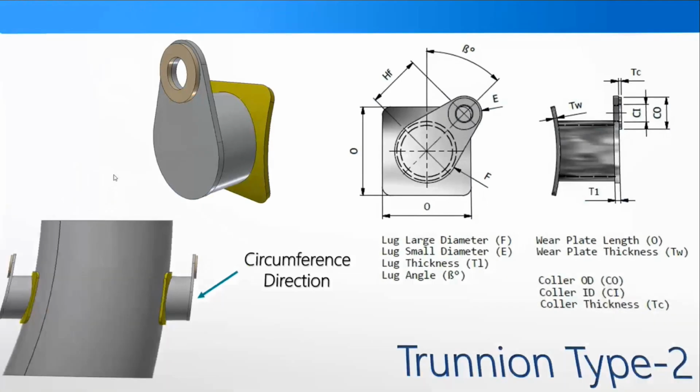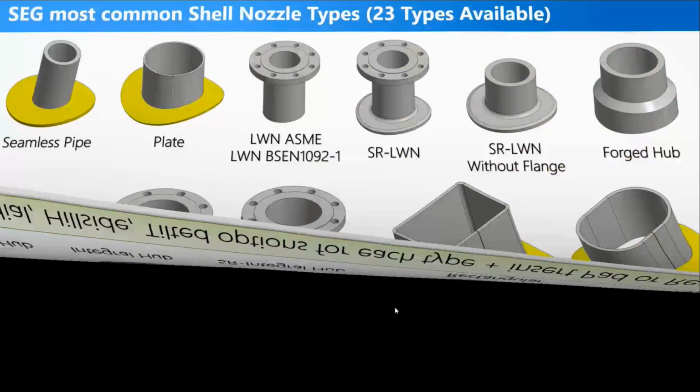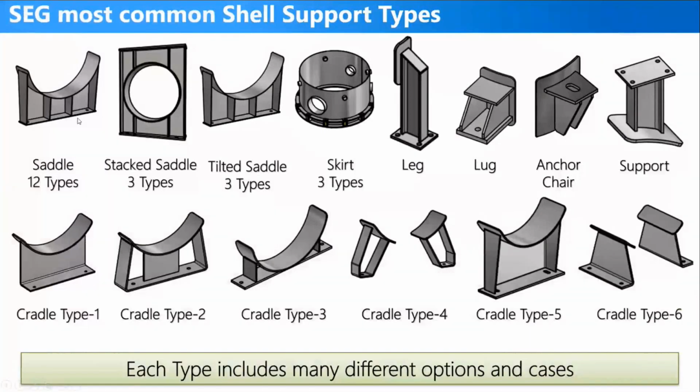For the different types of nozzles, if we take a look at the different types of nozzles here, in SEG software, you will find many different types of nozzles, like nozzle from pipe, from plate, long weld neck nozzles according to ASME or European codes, long weld neck with lips, forged hub with lips, integral hub with lips, rectangular opening and oval opening. We have more than 23 types available on the shell, and those are the most common types. Different types of supports like saddles, as we mentioned, the saddle includes 11 types of saddles, stacked saddle, tilted saddle, skirt. Each of those types includes other types.